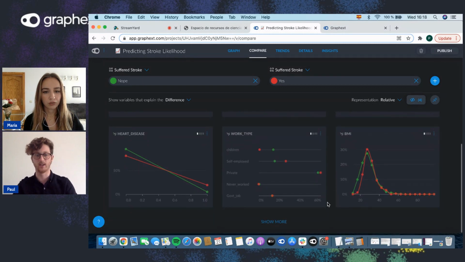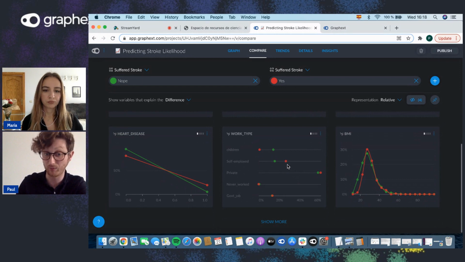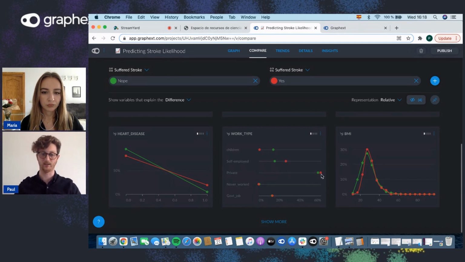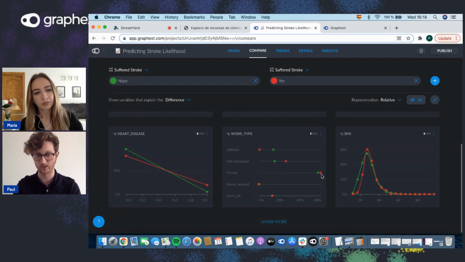Here's one that's interesting, which is work type. You can see that people that are self-employed are probably the most likely to have had a stroke out of all the different jobs. And then equally private, you can see it gets a little bit ahead, but the majority of people in this seem to be in the private sector.